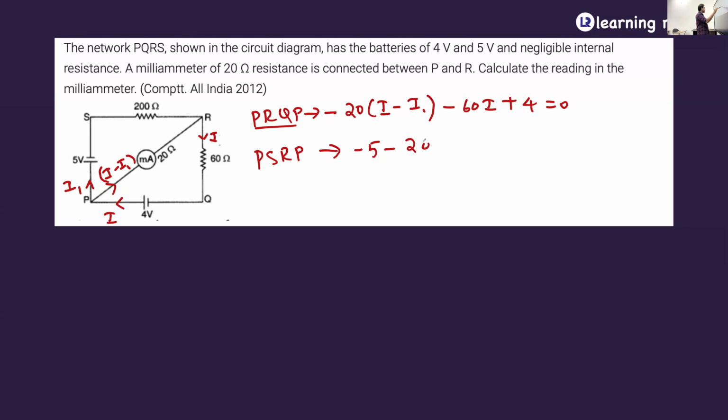Minus I, minus higher. Oh, it's right. Solve this, you will get it. So how many unknowns? 2 unknowns, 2 equations, you will be able to solve it. So did you get the value of I and I1?